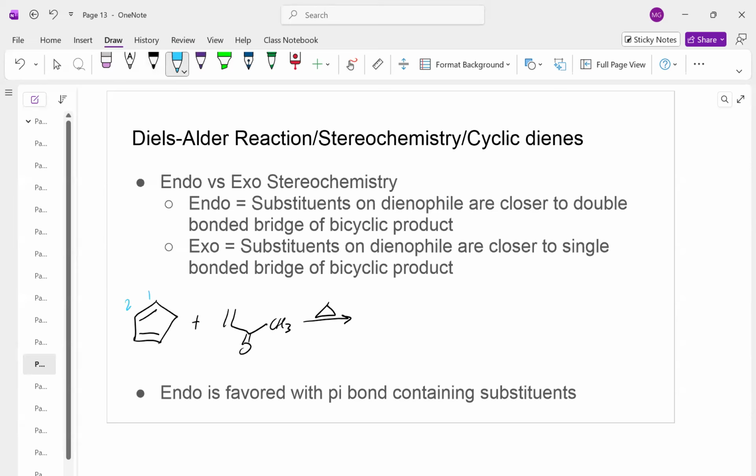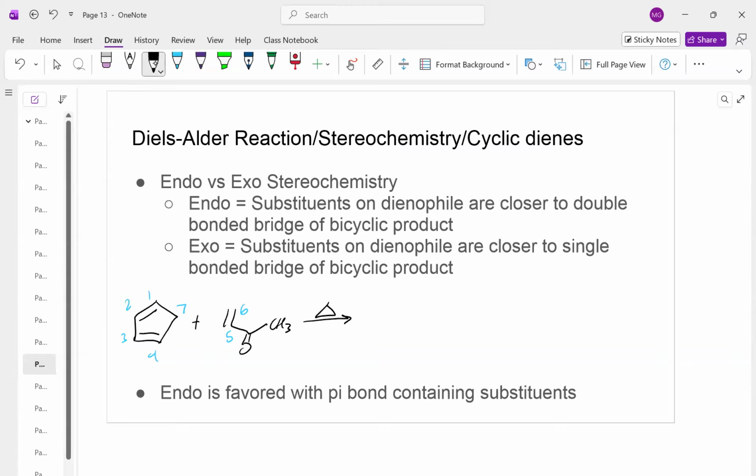Let's label our diene there, 1, 2, 3, 4. And then I'm going to label my dienophile 5 and 6. And just for good measure, let's label that last carbon of that 5-membered ring as 7. And what I want you to do is kind of forget 7 for right now.